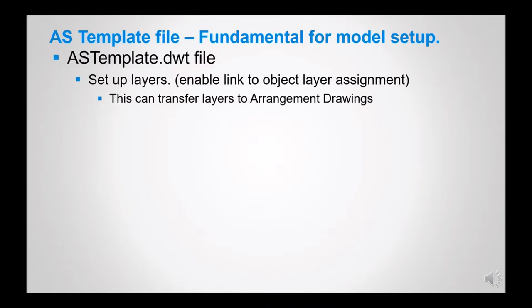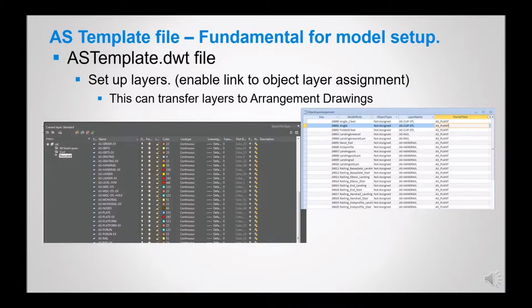So typically Advanced Steel comes with one of these, but obviously you might want to have your own layer system or your own layer assignment system. Advanced Steel has a way of transferring layers from the model into arrangement drawings. This process uses a couple of mechanisms, and in order to do this, you need to have the DWT file in place with the layers that you require.